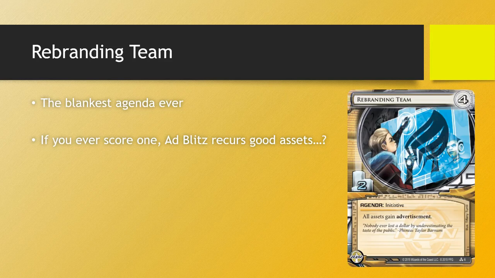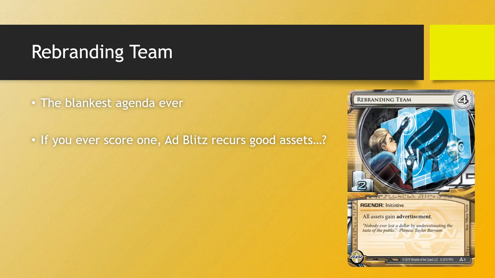It's useless by itself in that if you score the Rebranding Team and do not draw your Ad Blitzes, it's useless. If you draw your Ad Blitz only and don't score a Rebranding Team, it's pretty bad as well. But what if you have both? Now that is where things get interesting. Because if you ever play an Ad Blitz with Rebranding Team out, suddenly you get to recur all the good stuff, assets, all the tier 1 assets.